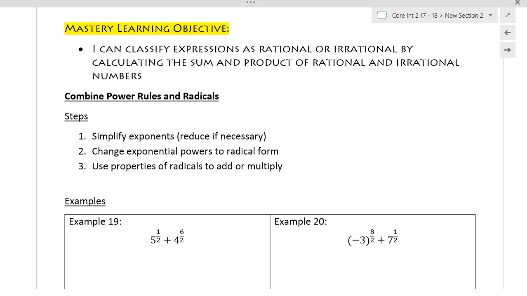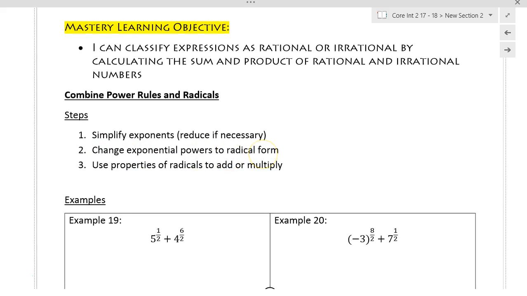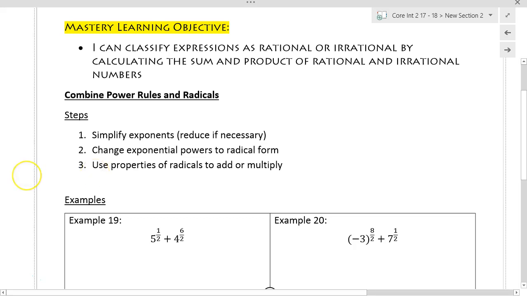Now here we're just going to combine some things. Okay? Here are your steps. The first thing you do is simplify exponents. Realize that means reducing any fraction. Change exponential powers to radical forms. Anything that still has an exponent on it, we're going to switch to radical form. Use properties of radicals to add or multiply.